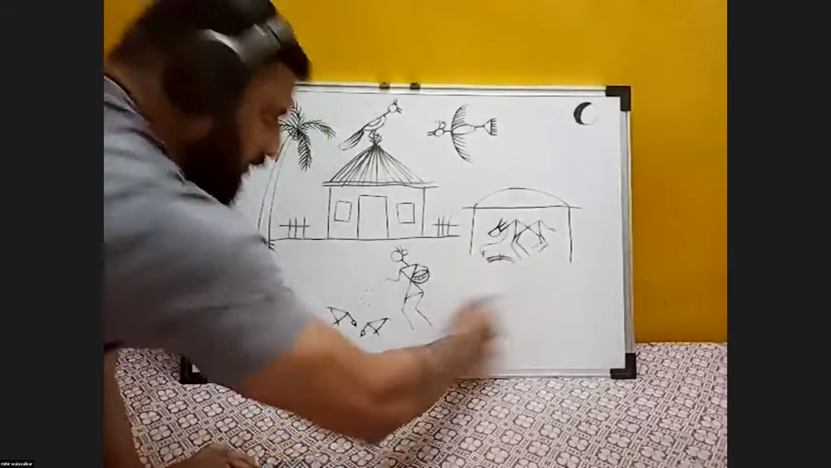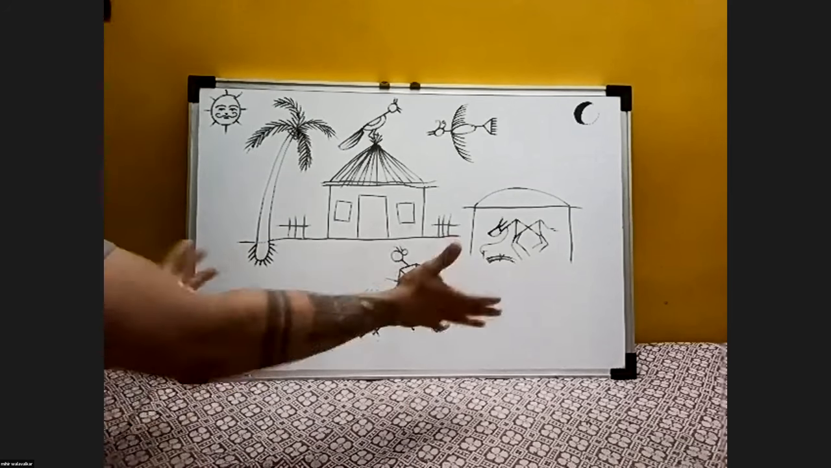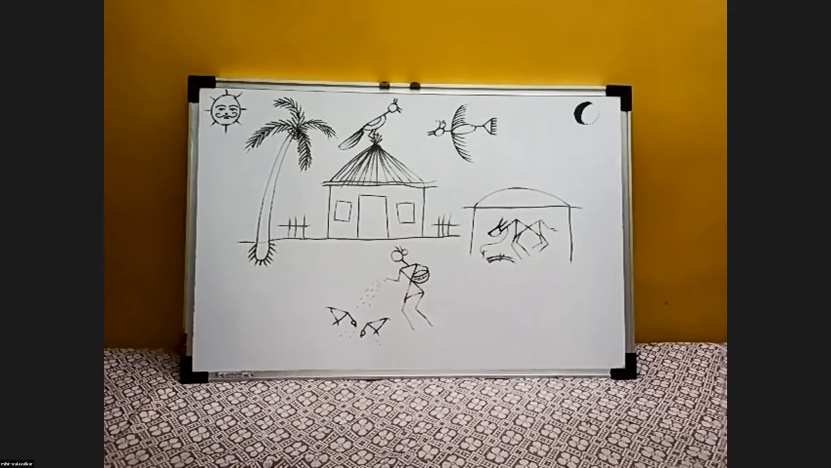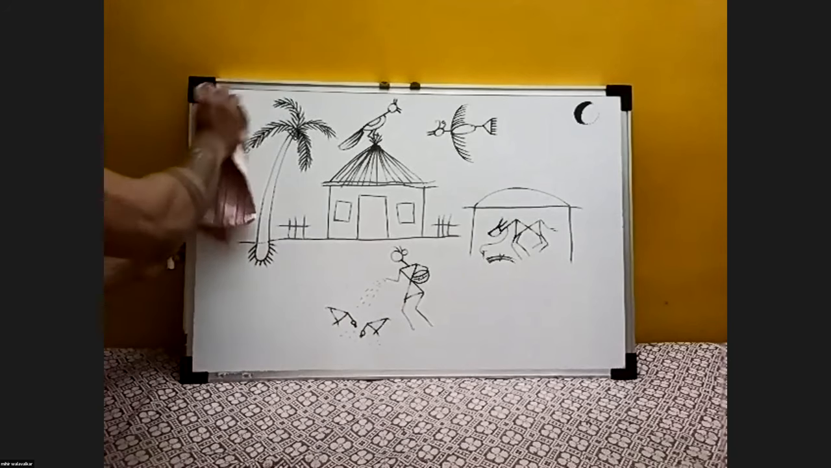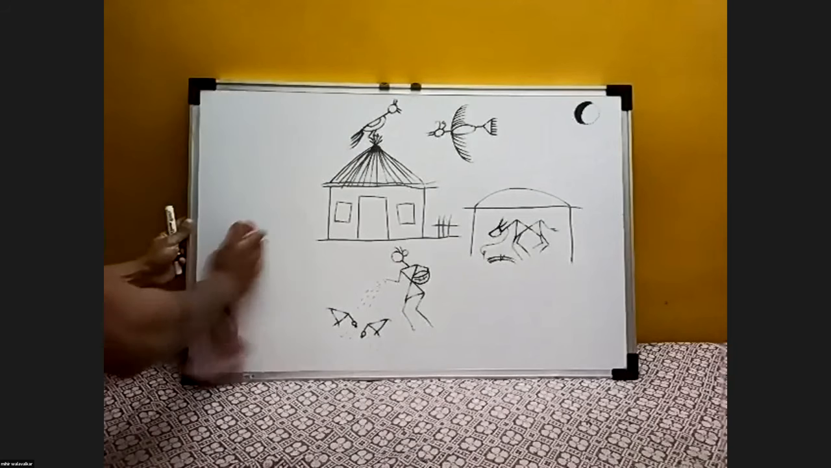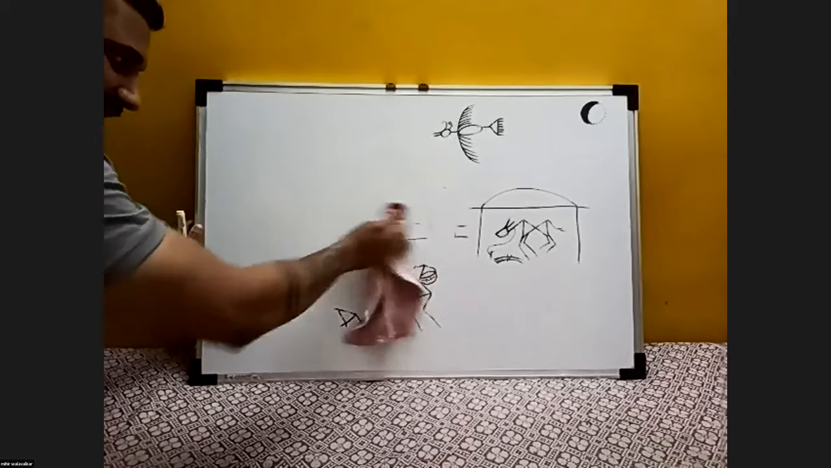Just rub this off. Okay, I'll move forward. I will have to rub this painting because I have limited space. You can just continue on the page which you are drawing. We will do a complete Warli painting or a Warli village view, so you can get a clear, exact view of how it actually looks.